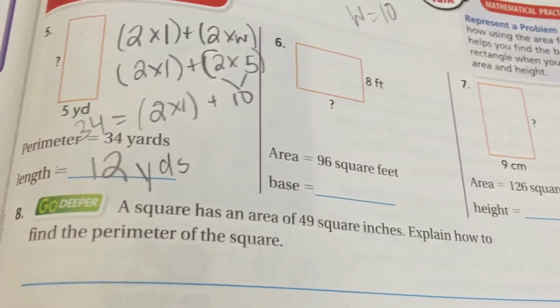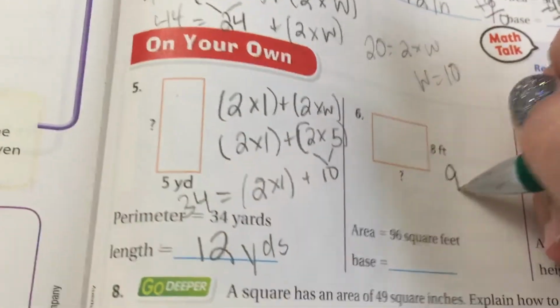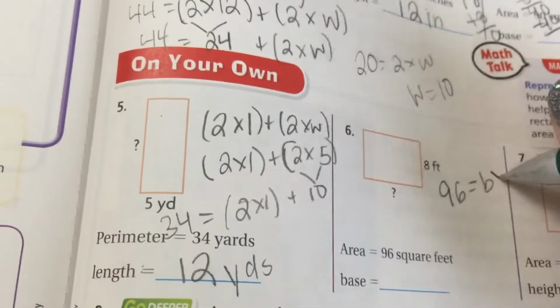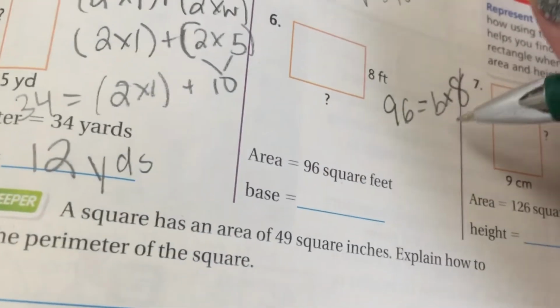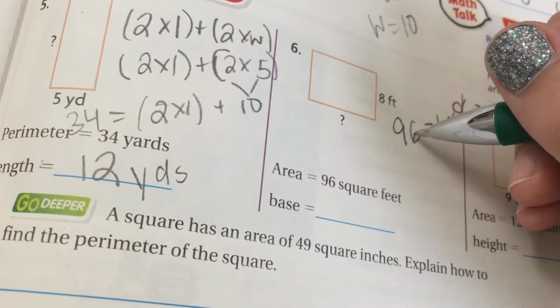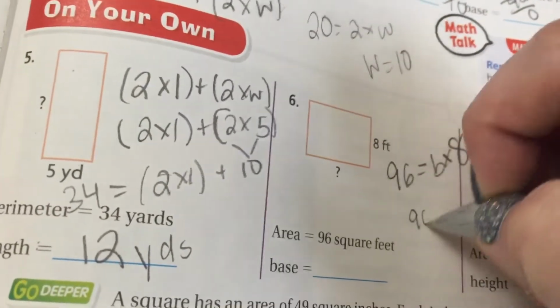And then area, I have to do base times the height. So area is 96 equals base, which I don't know, times my height. Again, I don't know what that is off the top of my head. I don't know what number times 8 is 96. So I'm going to divide in the little space that I've got.